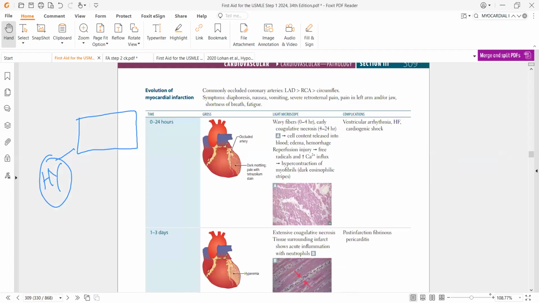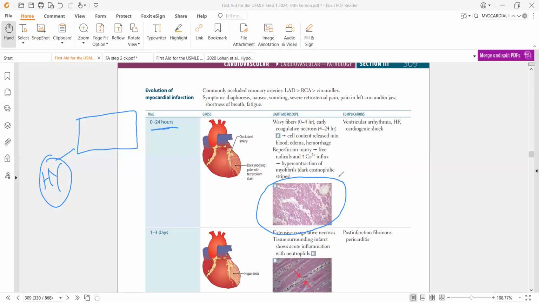Let's suppose they give you the time frame, ST segment elevation, time frame less than 24 hours. They want to know which cells infiltrate the myocardium. So the first cells are neutrophils, right? And sometimes they give this kind of picture as well. So there are a lot of morphology pictures, but how do you identify? By knowing the time, right?